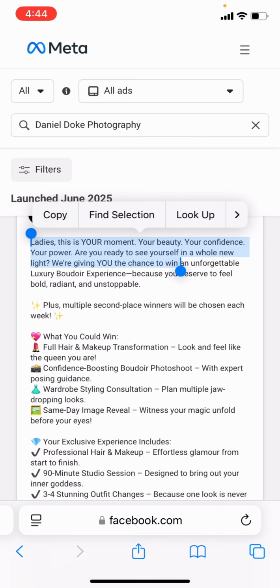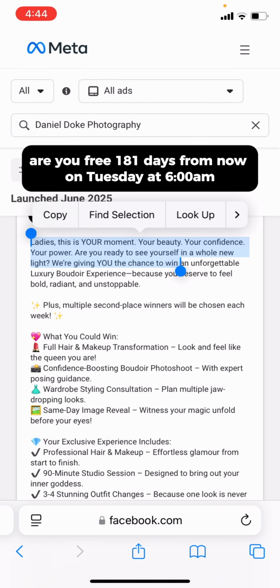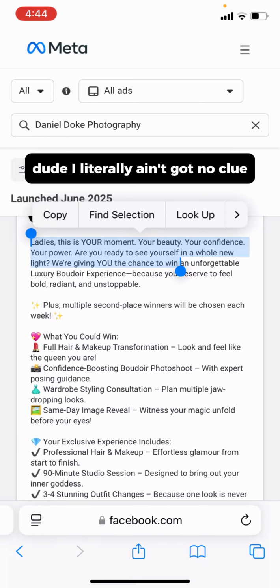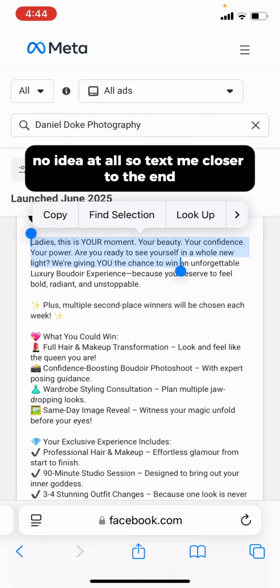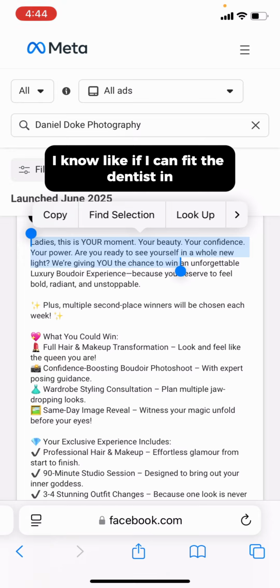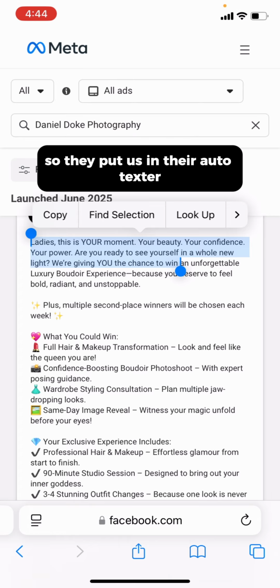They're like, hey, are you free 181 days from now on Tuesday at 6:45 a.m.? And we're like, well, dude, I literally ain't got no clue, no idea at all. So text me closer to then, so when I know my schedule, I know if I can fit the dentist in. So they put us in their auto texter.